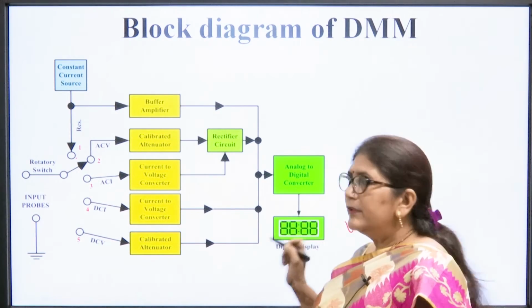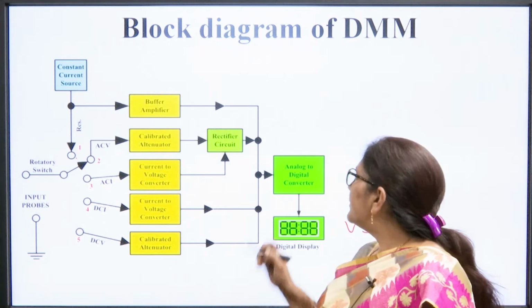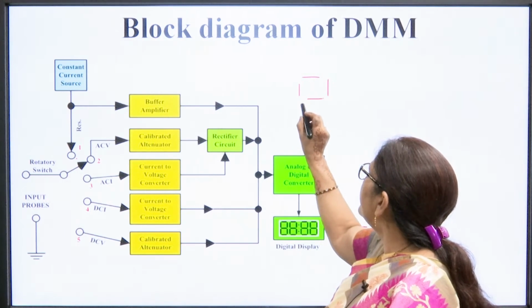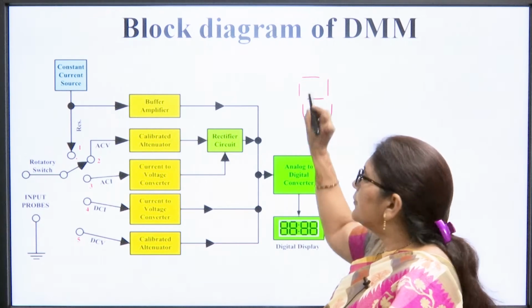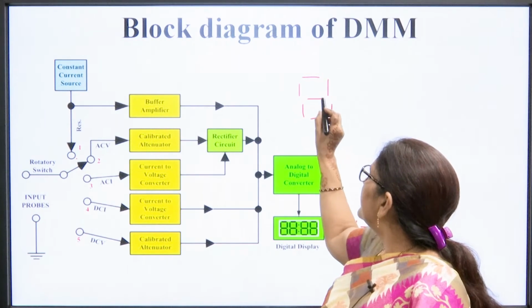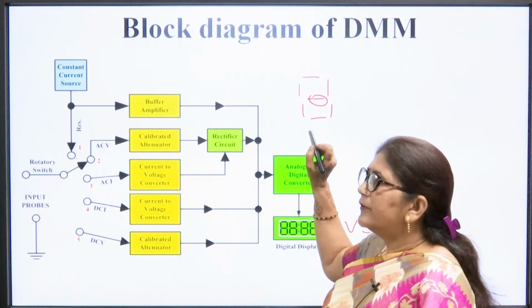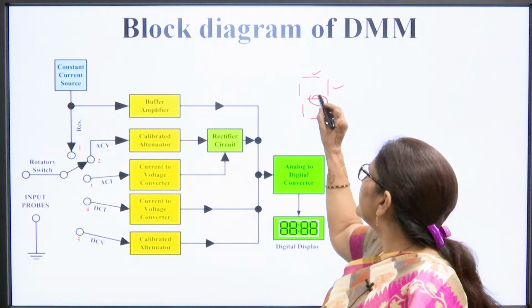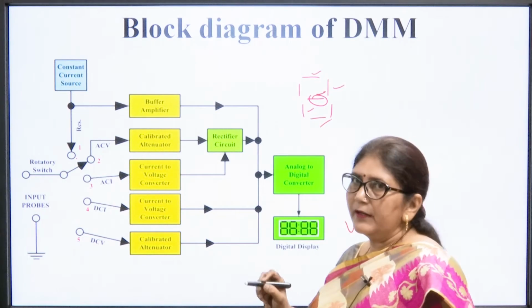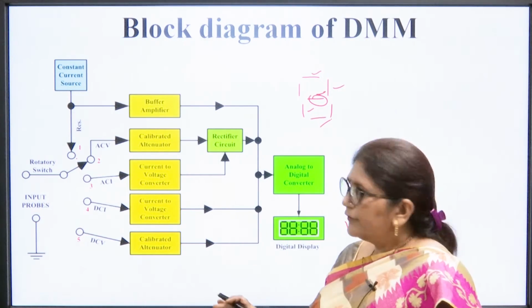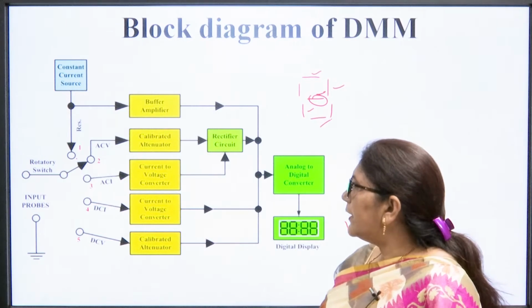Then there is a digital display, that is the 7 segment display. As we know, there are 7 segments, 1, 2, 3, 4, 5, 6, 7. So, it can display from 0 to 9. Suppose we want to display 0, then this LED will not be on. If we want to display 2, then this and this LED will be on, and the other 2 are in the off state. So, this is the basic function of the digital multimeter.